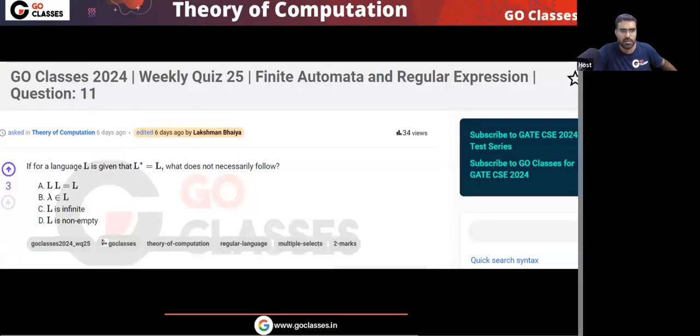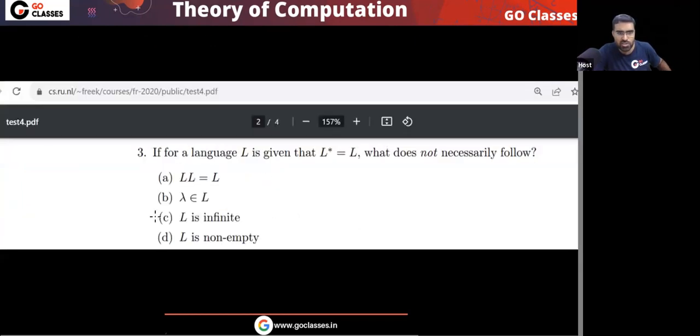Let's move on. Tell me the answer for this question. This is your question number 11 in weekly quiz 25. This question is also taken from Redboard University. You can see it is a standard question. The question is saying, if for a language L it is given that L star is L, then what does not necessarily follow?